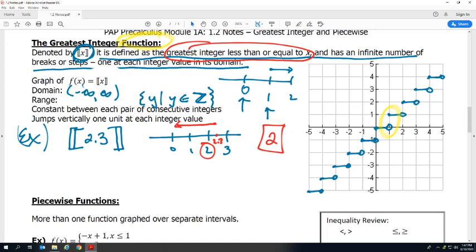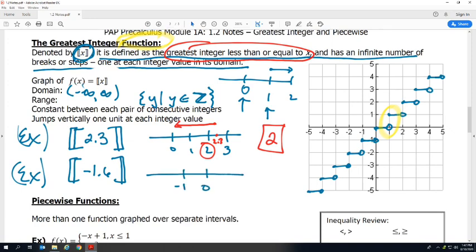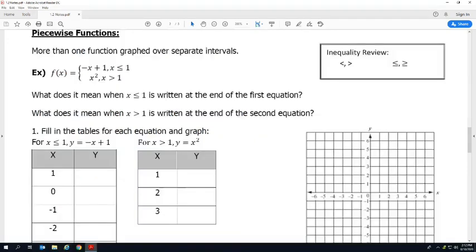All right, another example would be, let's say we did a -1. Let's do like -1.6. So think about it on a number line. We have 0 here, -1 here, -2 here. So -1.6 lies about somewhere right there. So the closest integer less than that number is -2. So the answer to this would be -2. All right, let's move on to piecewise functions.